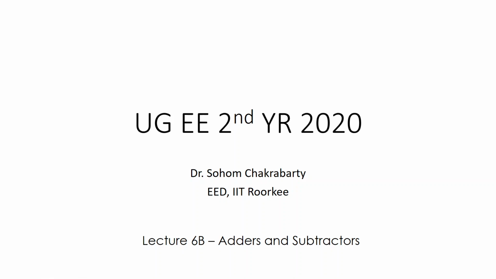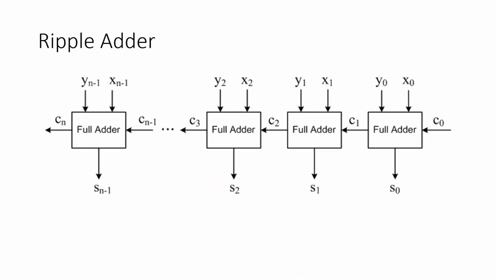So after learning the half adder and the full adder, in this lecture we would be looking into addition of complete numbers. So suppose we have an n bit number. So what we can do? You see that this particular circuit is called the ripple adder, and this is the structure of this circuit. You can see that we have two words.